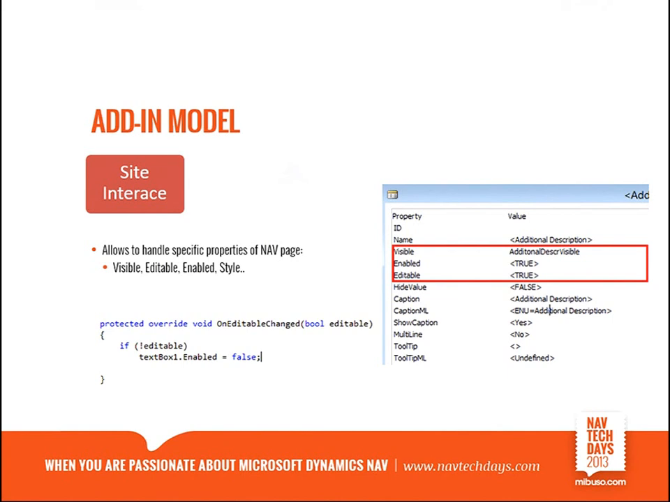So for the site interface, you have an ability to automatically check when fields inside of the page, for example the visible, enabled, or editable properties, or the style expression as well, have changed. Anytime one of these properties is changed, you can write code which will automatically be triggered inside of your add-in. So we have a one-to-one relationship between these things. It's kind of like an event.